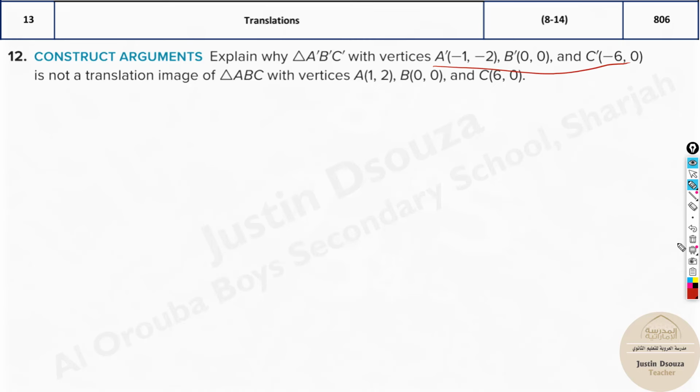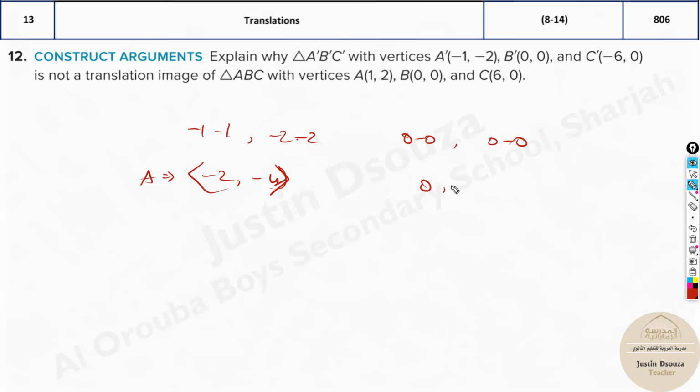We know these are the translated points, right? I'll just subtract the original points from this. Minus 1, minus 1, comma, minus 2, minus 2. What is the answer? It is minus 2, comma, minus 4. So this is the translation vector from A we got. If at all the translation vector is the same throughout, that is the answer. But I can see it's 0, 0 over here. So for B, we will have 0 minus 0, 0 minus 0. This is wrong, right? This is not a translation, because for point A, we got a translation vector of minus 2 and minus 4, but it's not the same at B.